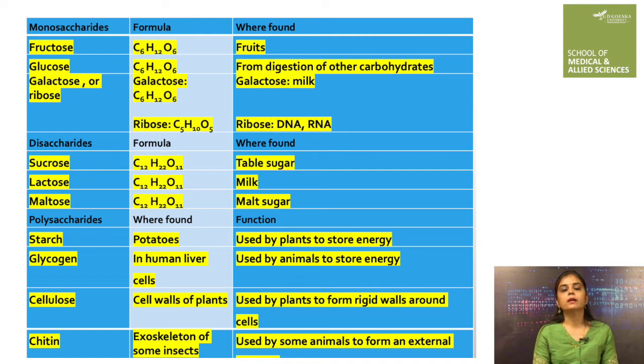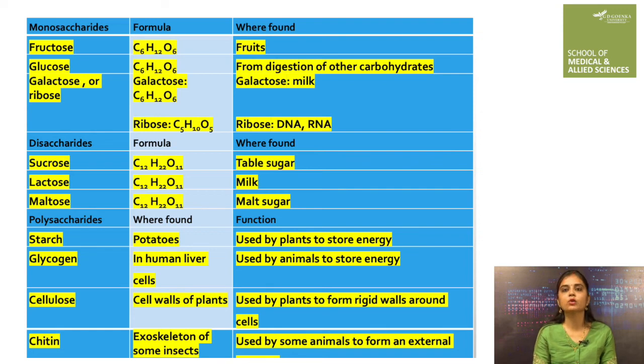Moving on to the next slide, you can see the formula and the place where different saccharides are found. For example, glucose, fructose and galactose all have the same chemical formula, C6H12O6, the monomer unit found in fruits, milk, DNA and RNA. Then again, if we closely observe the formula for the disaccharide, it changes to C12H22O11, because here we have combined 2 units of monomer together. So this is found in the table as sugar and malt.